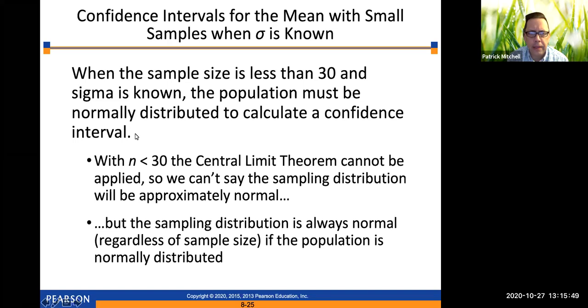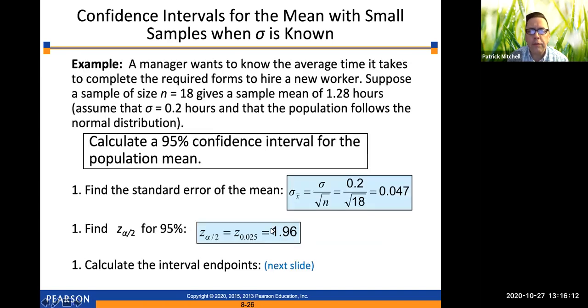But we're going to talk about that maybe a little later in another section. With n less than 30, the central limit theorem cannot be applied, so we can't say the sampling distribution will be approximately normal, but the sampling distribution is always normal, regardless of the sample size, if your population is normally distributed. Okay, so if you're working with small samples, just look for something that says the original population is normally distributed.